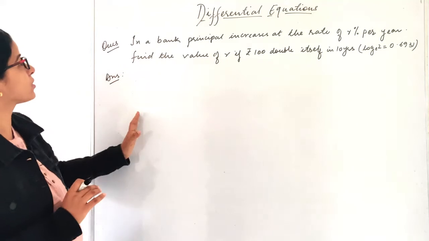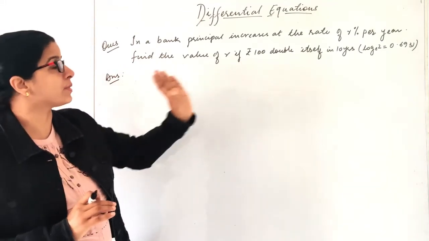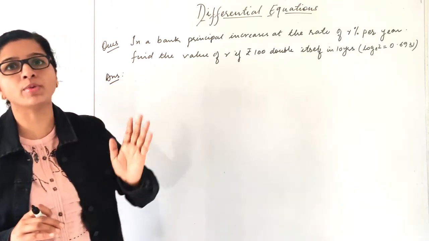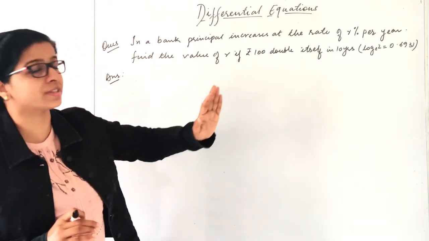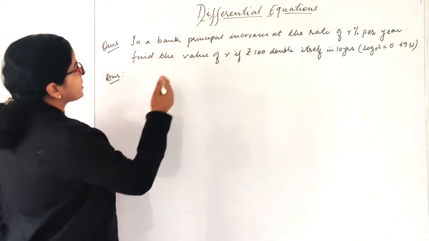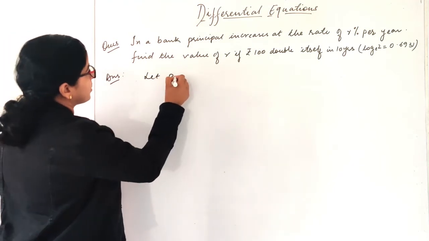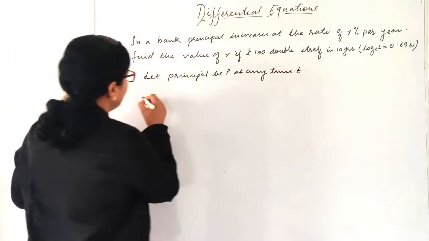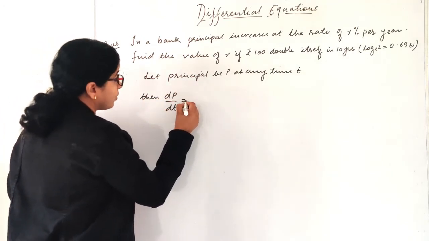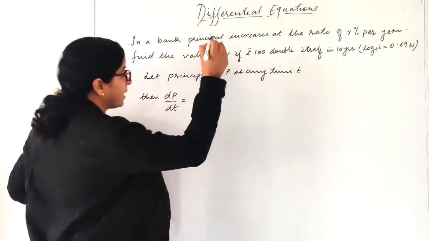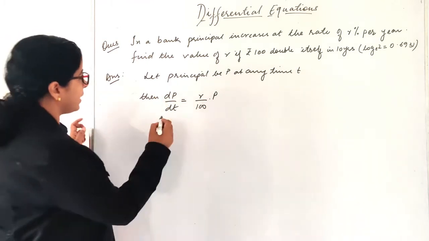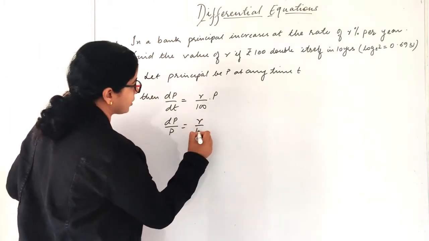Okay, let us check this question. In a bank, principal increases at the rate of R% per year. Find the value of R if rupees 100 double itself in 10 years, and we have been provided log base e 2 is equal to 0.6931, right? So now it is given to us that the bank principal increases at the rate, means if we take principal to be P at any time, then we have dP by dt equals, it is increasing at the rate of R% of P.